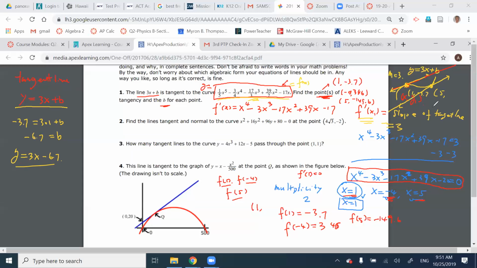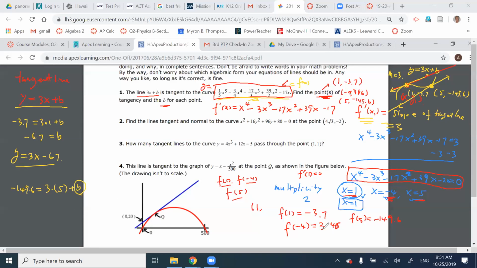5, okay? X is 5. And they can find y, what is it? Negative 149.6, like this. And how do you find the b? Zoe, how do you find the b for this point? Y equals what? Negative 149.6. 3 times what? What's the x? 5, and then plus the b. So you can find the b, right?